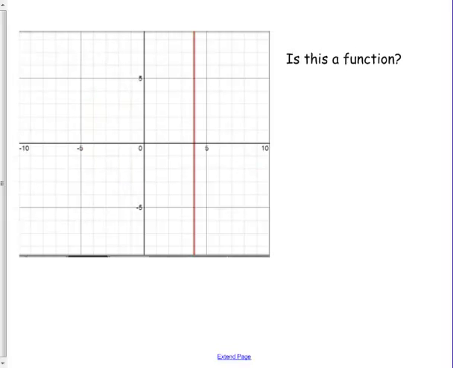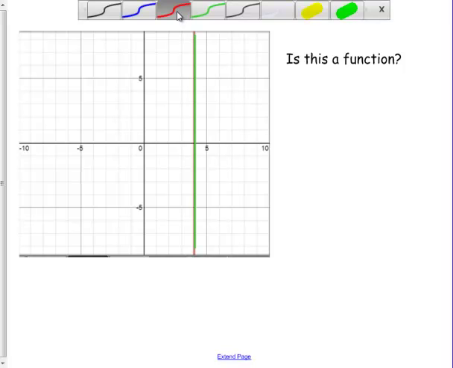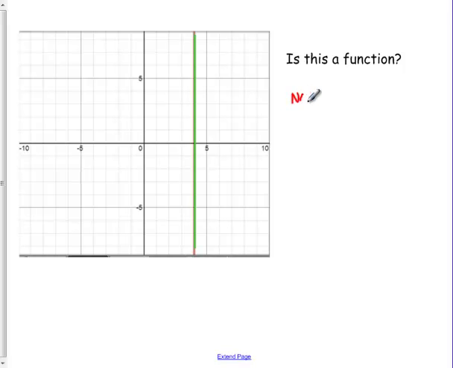Same question. How about this one? Is this a function? Well, when I take my green line and put it over there, what do you think? That's right. You got it. Very good, Molly. This is not a function. It hits the line an infinite amount of times.